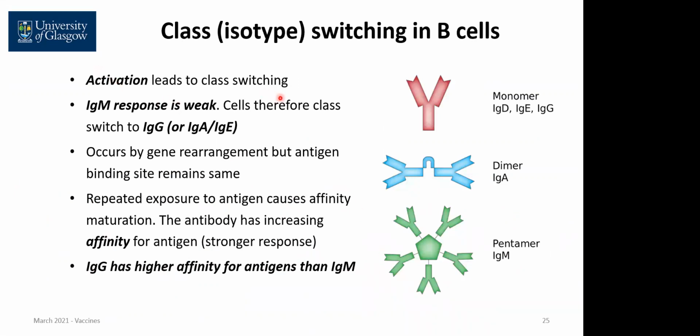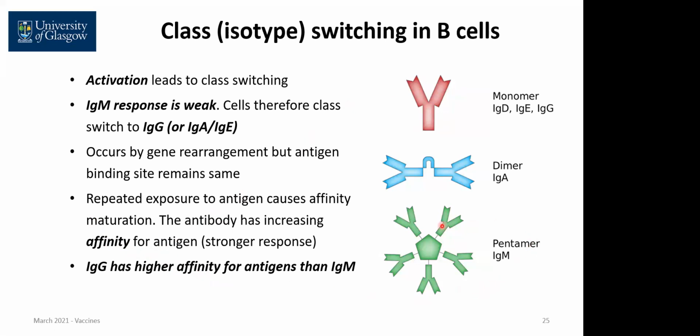So activation of B cells will lead to a process known as class switching. And I appreciate you might not know what class switching is, so we're going to describe what it is in this slide. IgM, which is this antibody here, is the first antibody that is produced by an activated B cell. However, this antibody has quite a low affinity for a given antigen, and therefore the B cell needs to class switch into producing IgG, and this is what IgG looks like here.